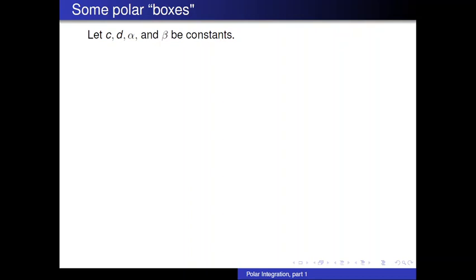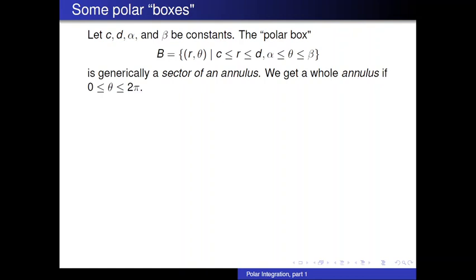So when we were doing rectangular coordinates, the only boxes we had were rectangles, where x varied between a and b and y varied between c and d. Now we're going to do the same thing, except instead of xy coordinates, we're going to use these polar coordinates r, theta. So let's let c, d, alpha, and beta be some constant values that are going to give us the bounds for this sort of integral that we're going to set up eventually. We'll call the polar box B to be the set of points in the plane r, theta, such that r varies between c and d, and theta varies between alpha and beta.